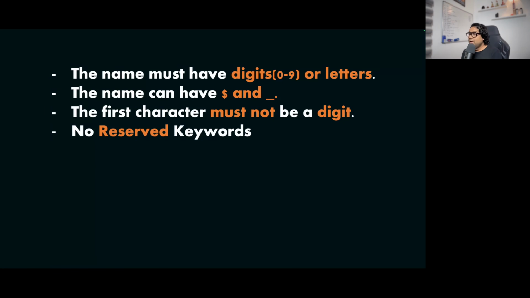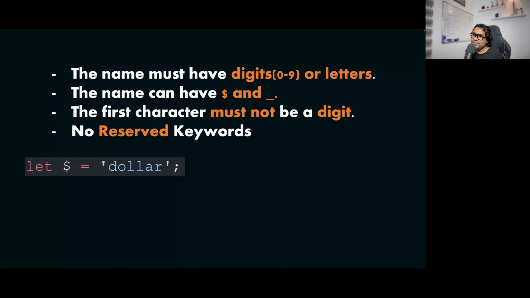What are reserved keywords? As we learn JavaScript further, we will see that JavaScript has a few keywords that are reserved for the language. Whoever wrote the language, whoever maintained the language over the period of time, they have introduced certain keywords. For example, if I talk about loops, there is a for loop. So for is a reserved keyword. If we talk about conditions like if, else, these are reserved keywords. So you cannot use for, if, else as your variable names. All right. So these are the rules. The name must have digits or letters. The name can have dollar or underscore as special characters. The first character must not be a digit, and no reserved keywords.